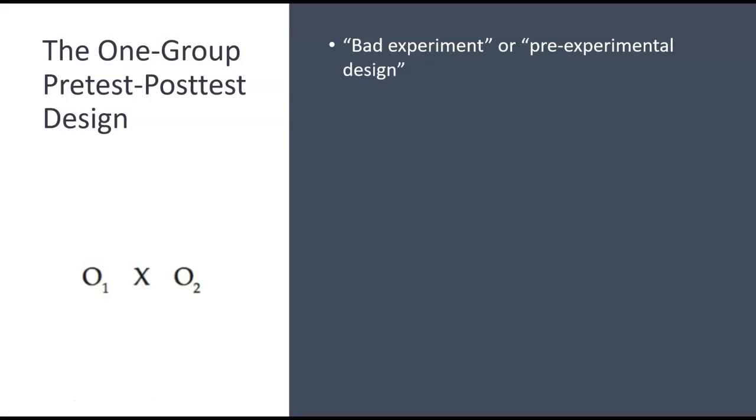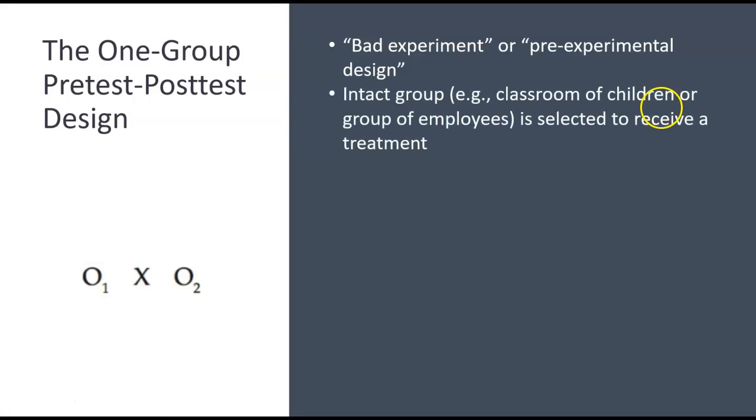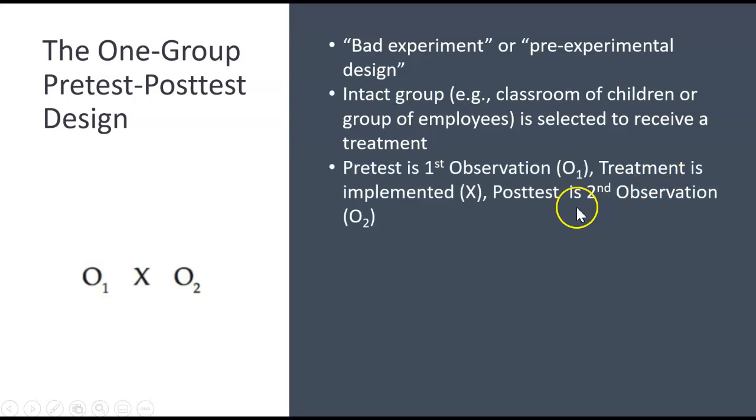It's a simple non-experimental design is what it is. You take an intact group, and your authors give you the example of a classroom of children or a group of employees, and you implement an intervention. So this O1 X O2: pretest is the first observation, that's O1, treatment is implemented, that's X, post-test is the second observation, or O2. So what you have here, I would look at this as a pilot study.